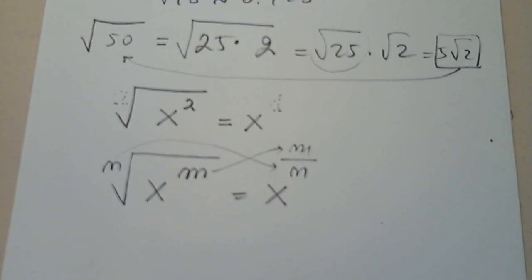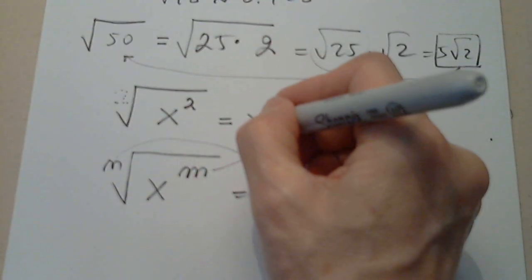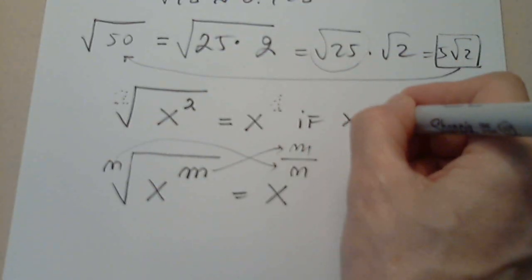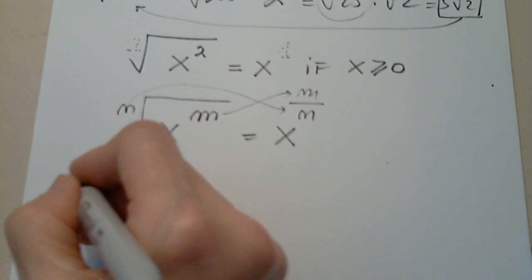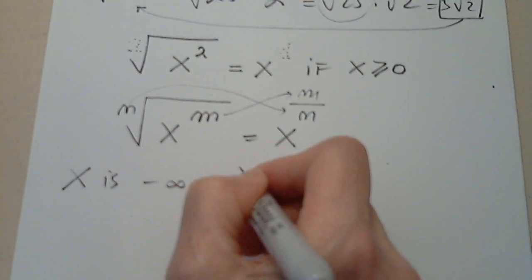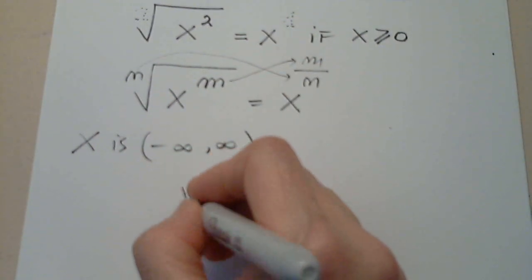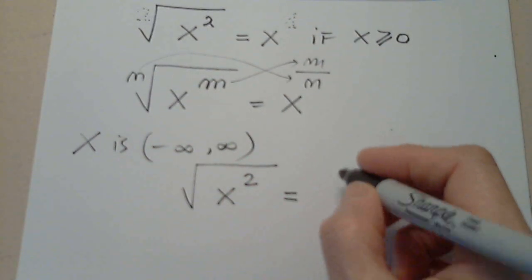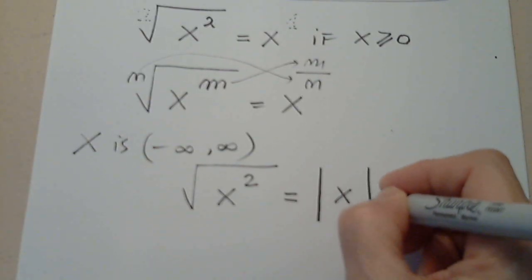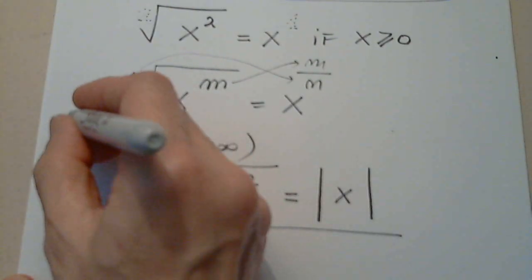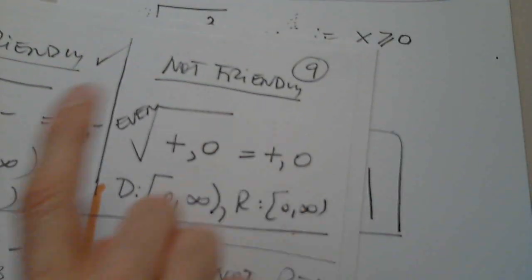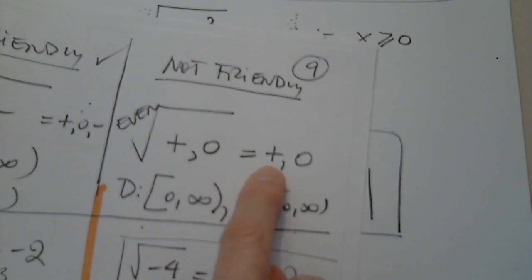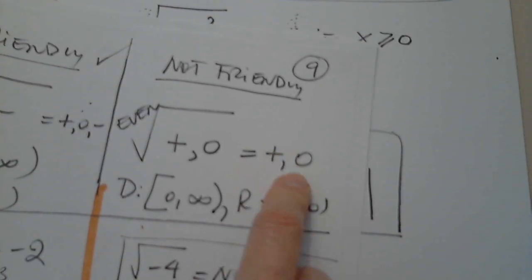Good? Yes. Perfect. However, this is true if x is greater than or equal to 0. However, if x is anywhere between negative infinity and infinity, the square root of x squared has to be the absolute value of x. Coming back to what I wrote a few minutes ago, not friendly. The answer has to be guaranteed to be positive or 0.